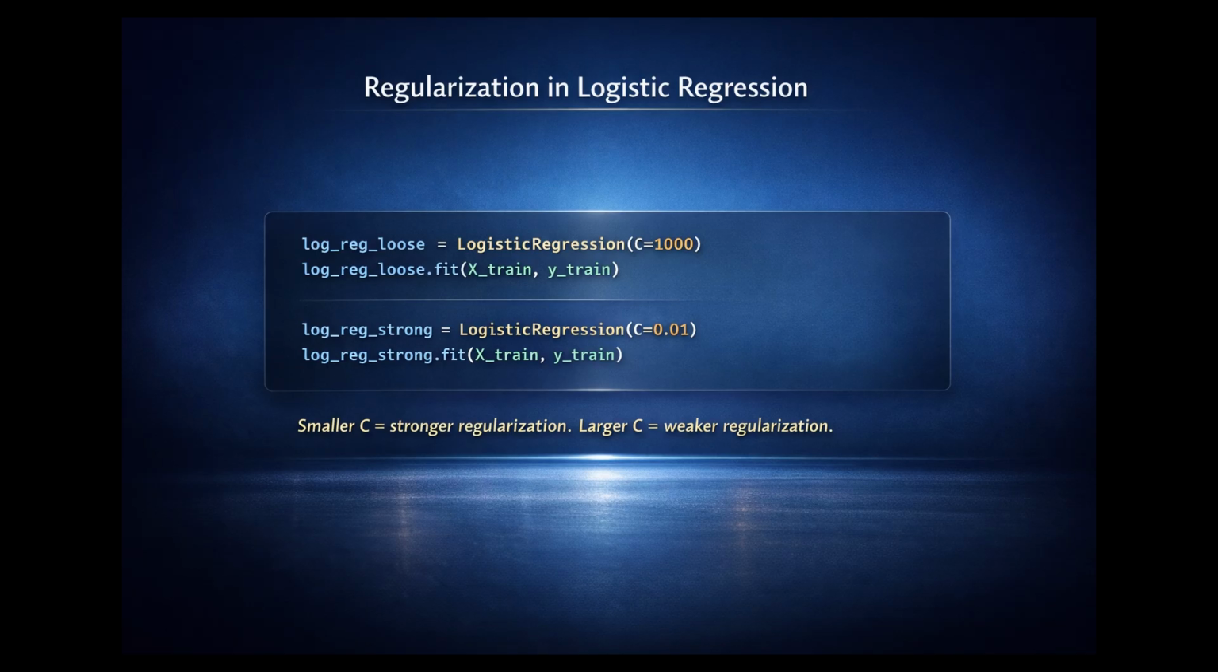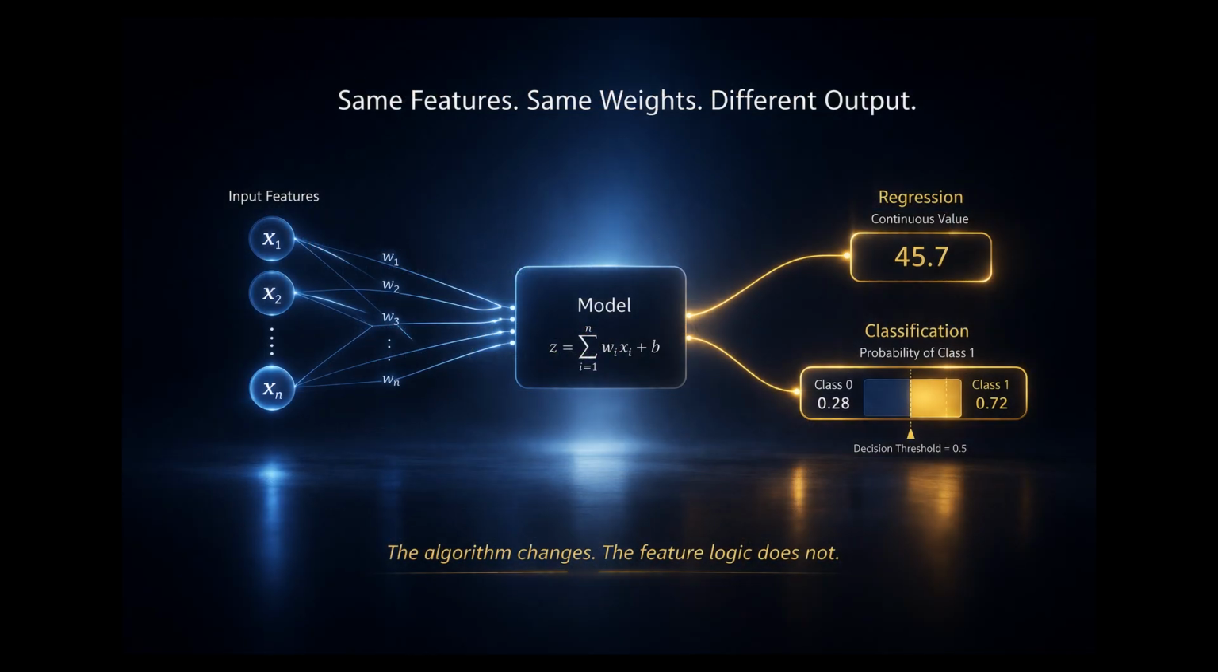Regularization still matters here, and in logistic regression, the control for regularization strength is the C parameter. Smaller C means stronger regularization. Larger C means weaker regularization. In other words, C controls how freely the model is allowed to assign large weights to features. So even though we changed from predicting numbers to predicting probabilities, the model is still learning from features, still assigning weights, and still affected by regularization. The algorithm changes. The feature logic does not.